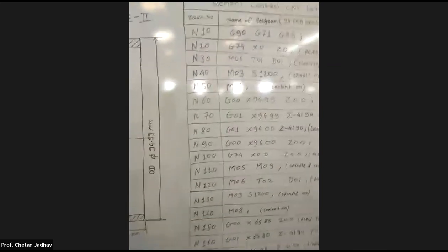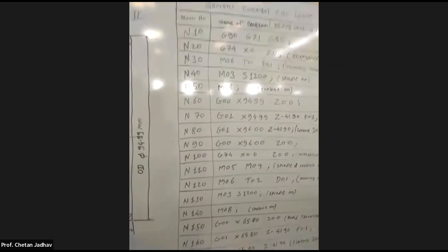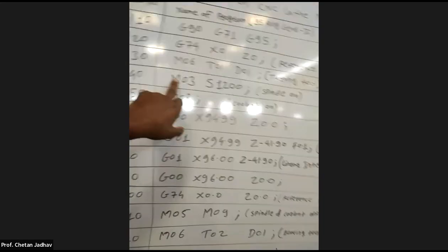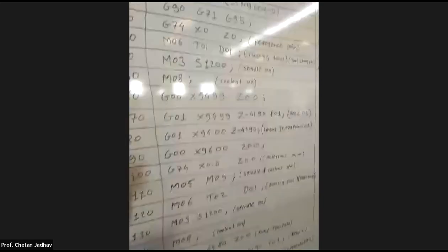G90 means what? Which system? Incremental or absolute coordinate system? Absolute. Yes, that's why after just completing one work, they are again taking the tool to the origin level.